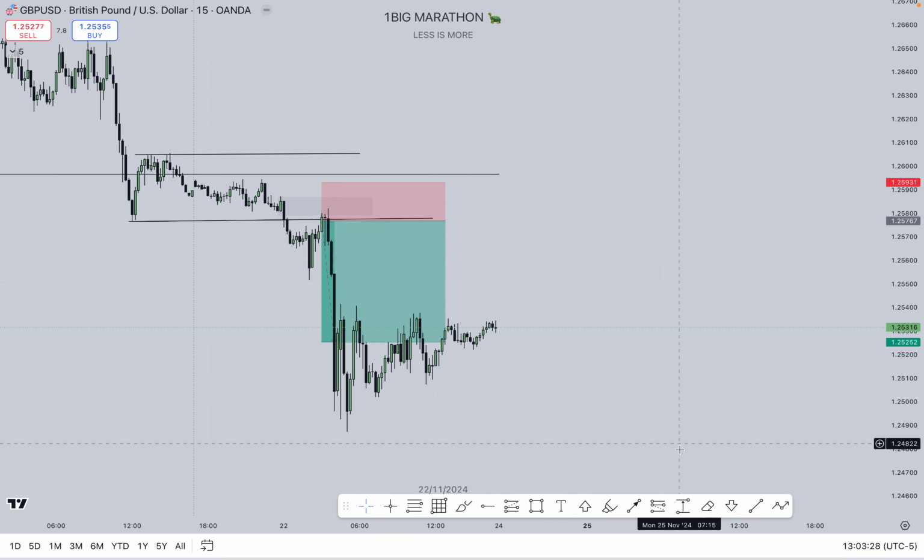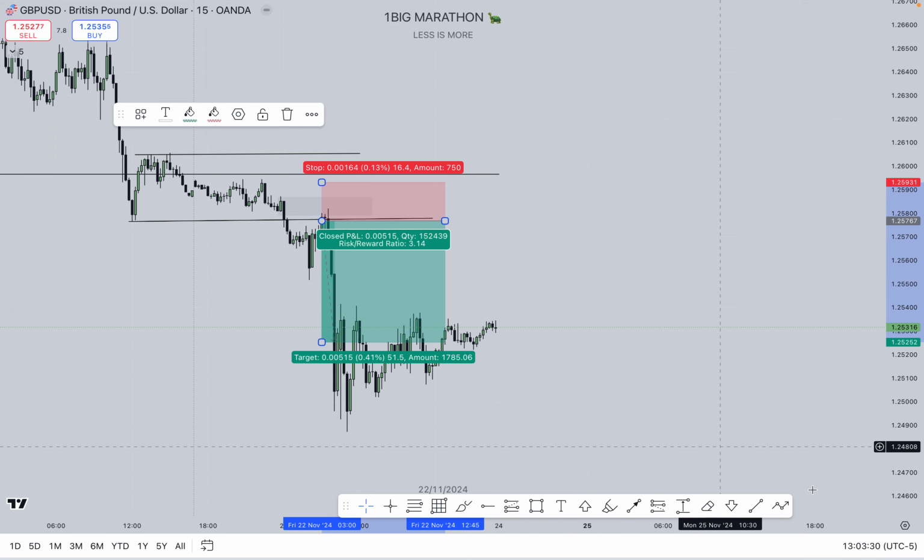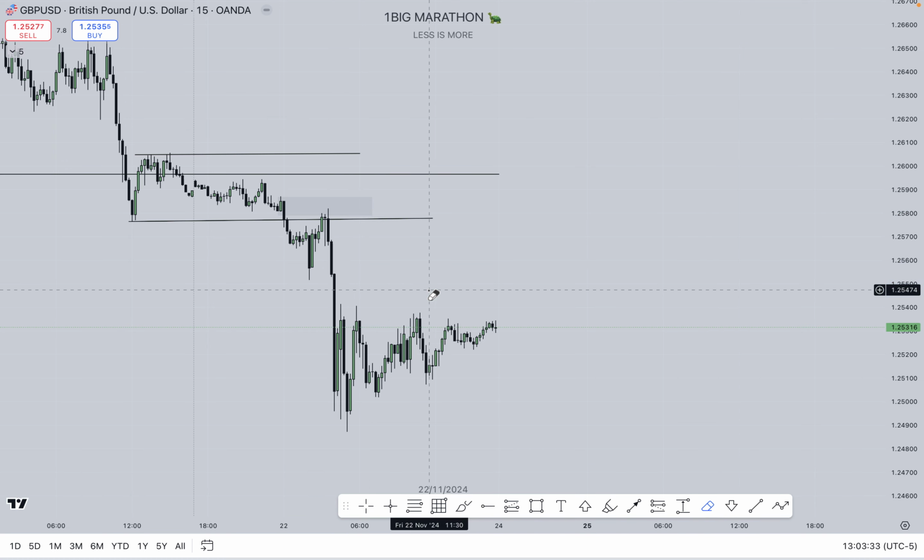Outside of that, that's all. We don't look at what happens after the target is collected. That's all.